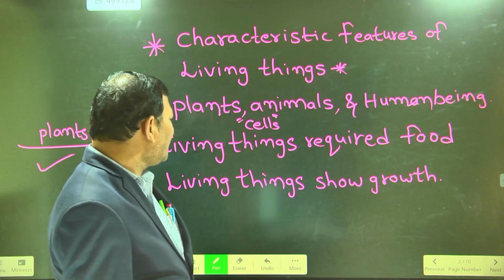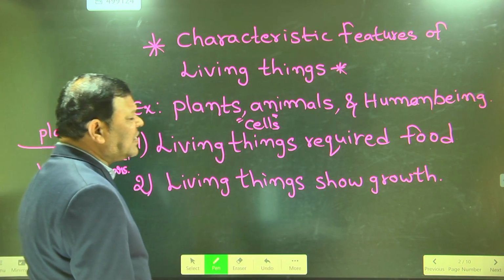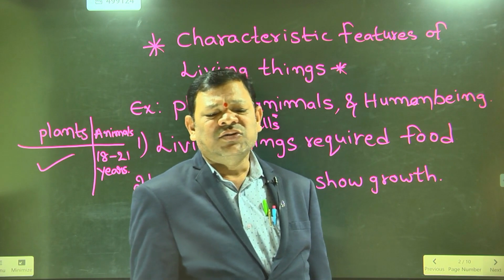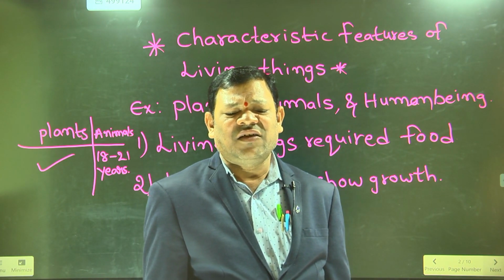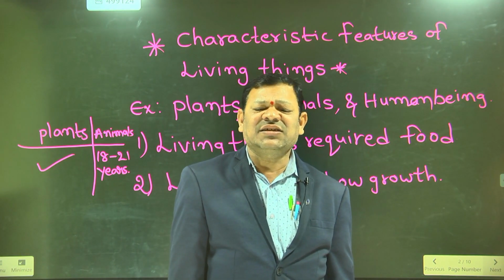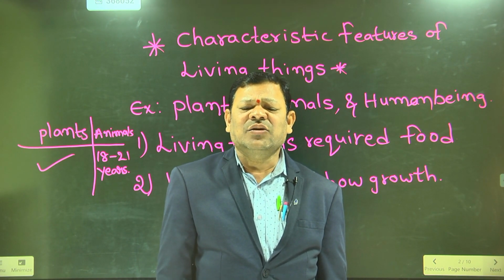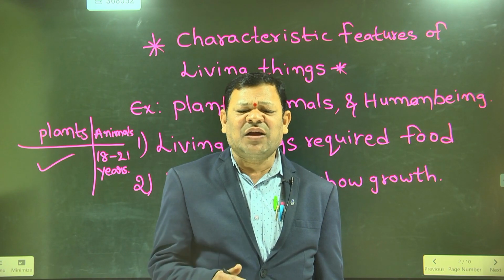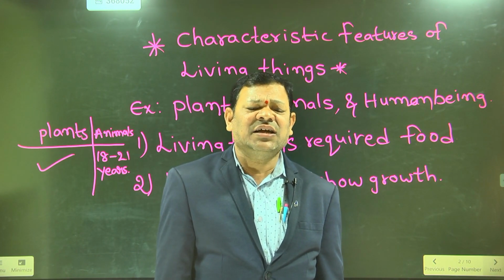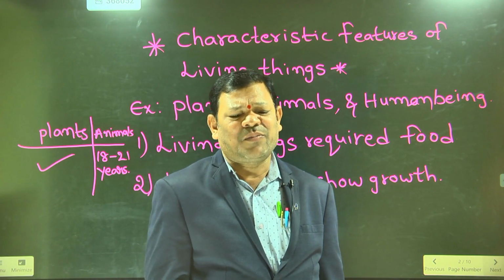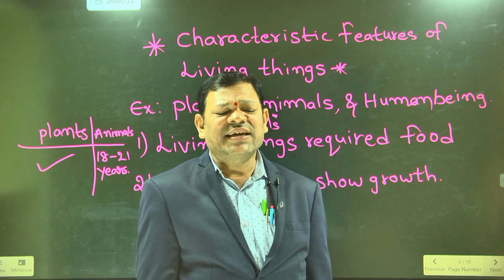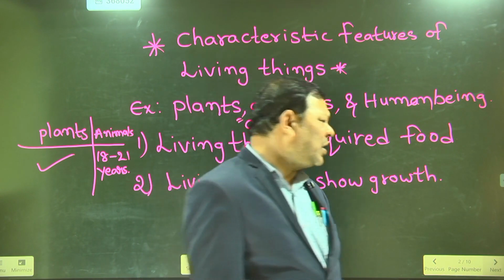Second point, living things show growth. Growth is a characteristic feature of living things. Growth means a permanent change we can see in the organism. Growth is a continuous process in plants, and in animals we can see growth only for a certain period.